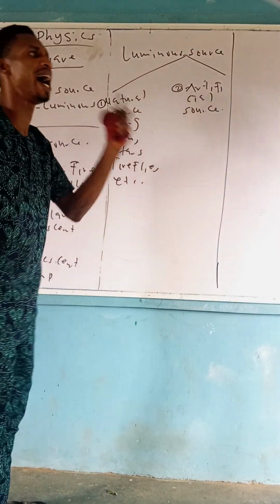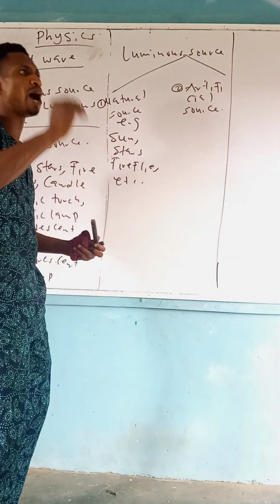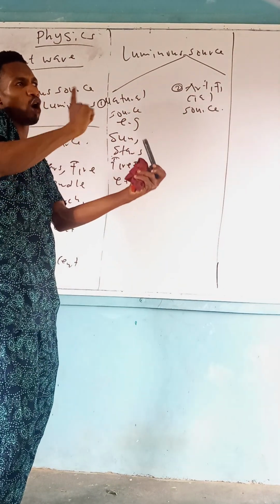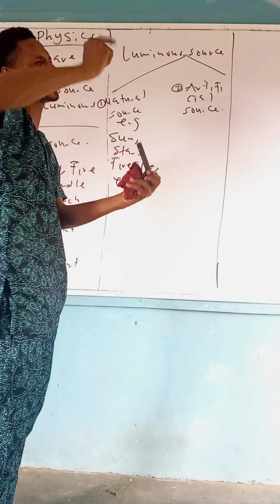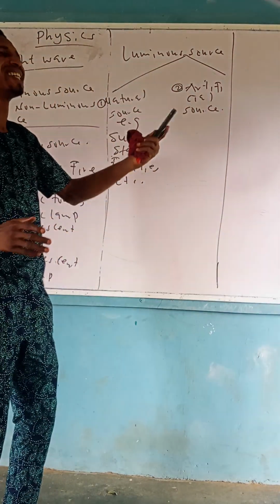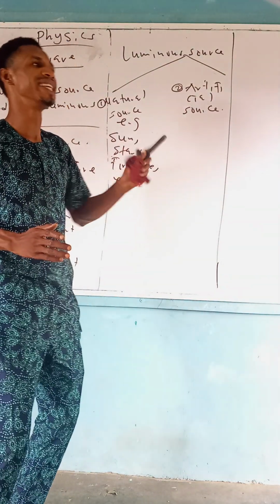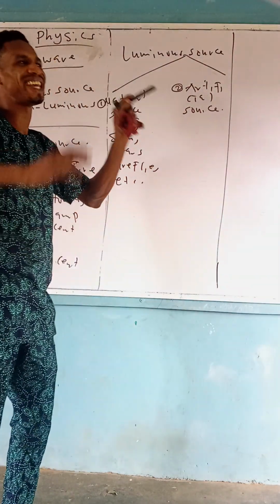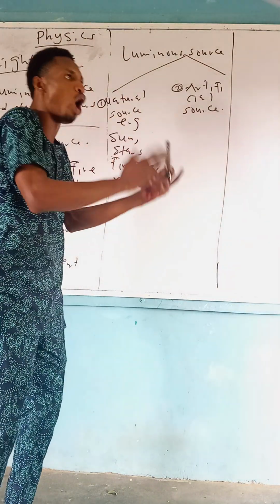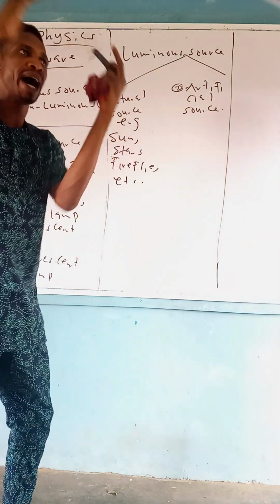Now, what are artificial sources? Artificial sources, on the other hand, are also sources. They can produce light on their own, but by chemical or electrical means. Please take note of that. Artificial sources produce light on their own, but by an external source or means, that is, by chemical means or by electrical means.